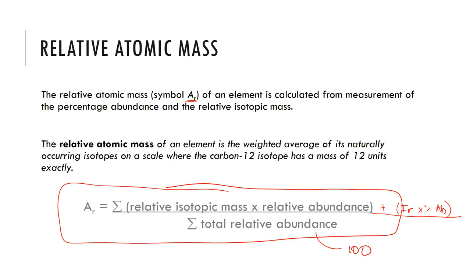This formula you need to know. You need to know the definition of relative atomic mass in terms of its relative nature compared to carbon-12 equaling 12 units. In the next video, I'm going to do some sample calculations and show you how this formula can be used.